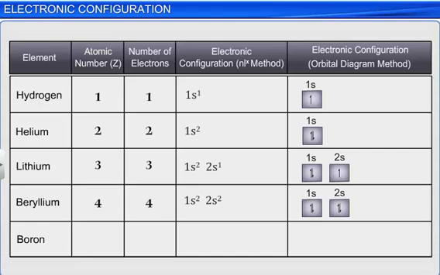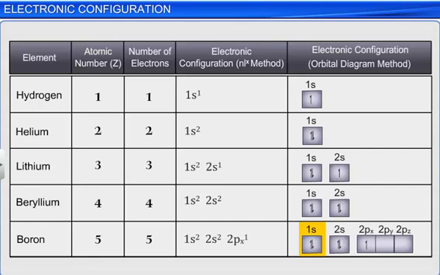Boron has 5 electrons. The first two electrons fill the 1s orbital. The next two fill the 2s orbital, and the fifth electron occupies the 2p orbital. Actually, the fifth electron may occupy any one of the three 2p orbitals: 2px, 2py, or 2pz, because all have the same energy. However, conventionally we always fill 2px, 2py, and 2pz in that order.